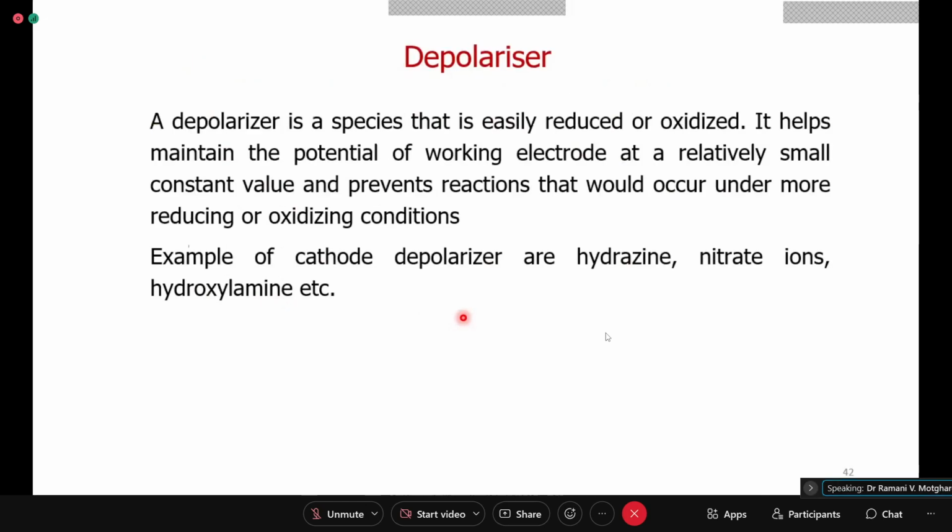Then certain depolarizers are also used. A depolarizer is a species that is easily reduced or oxidized.